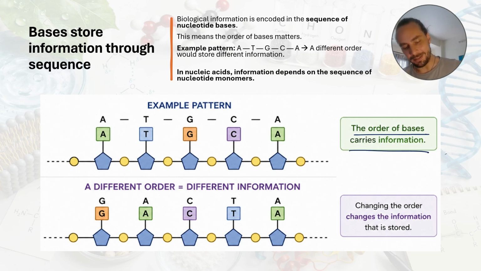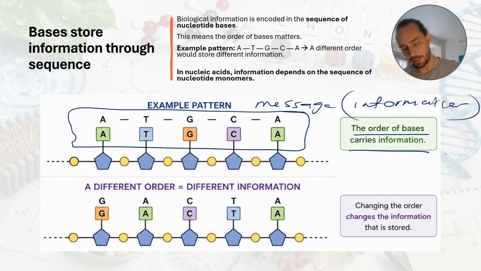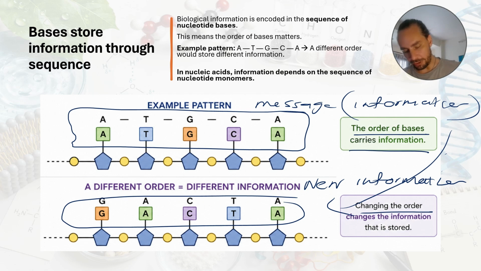So if I have a pattern ATGCA, okay, that is a pattern of the nitrogenous bases, and that stores a very, very specific message, or information. Whereas if I change one of these, or if I change the nitrogenous base to a different pattern, it is completely new information. Okay. So changing the order changes the information that is stored.